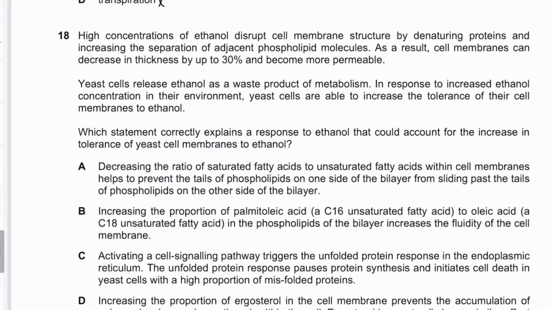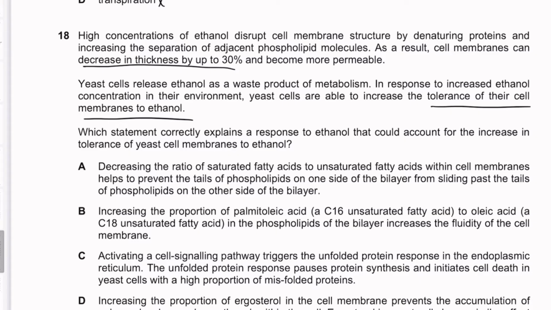Now, high concentrations of ethanol disrupt cell membranes by denaturing proteins and increasing separation between adjacent phospholipid molecules. As a result, a cell membrane can decrease in thickness by up to 30% and become more permeable. Yeast cells release ethanol as a waste product of metabolism. In response to increased ethanol concentrations in their environment, yeast cells are able to increase the tolerance of their cell membranes to ethanol. Because ethanol is going to decrease thickness by up to 30%, I suppose the membrane is going to need to become thicker and less permeable. So which statement correctly explains a response to ethanol that could account for the increase in tolerance of yeast cell membranes to ethanol?